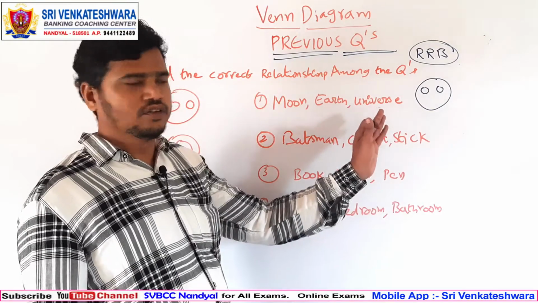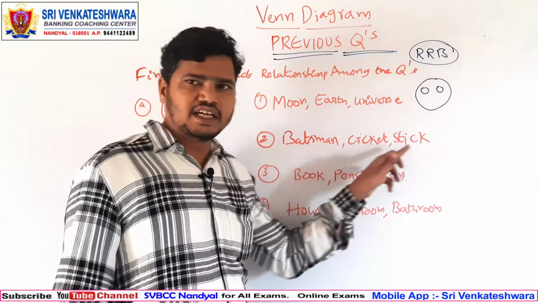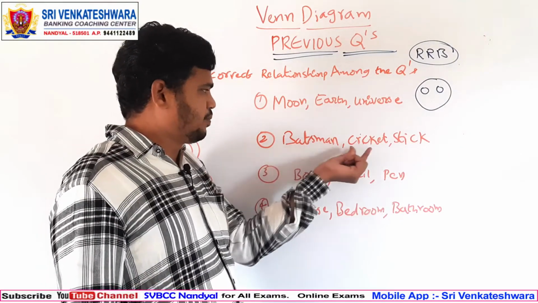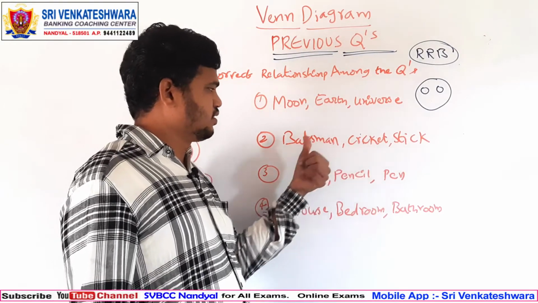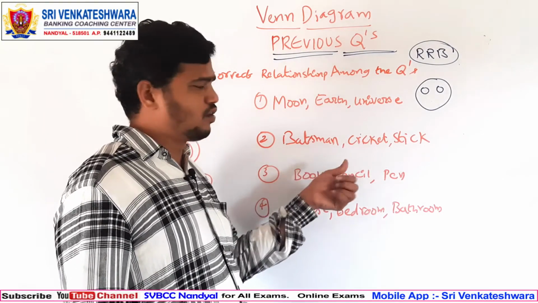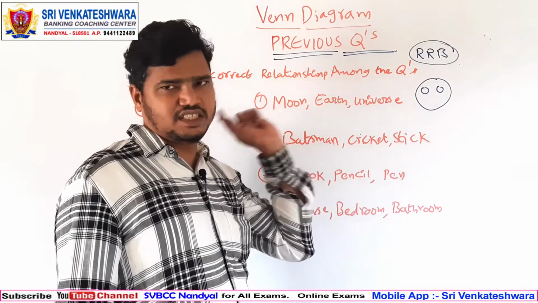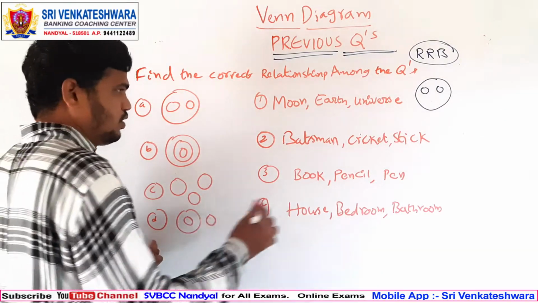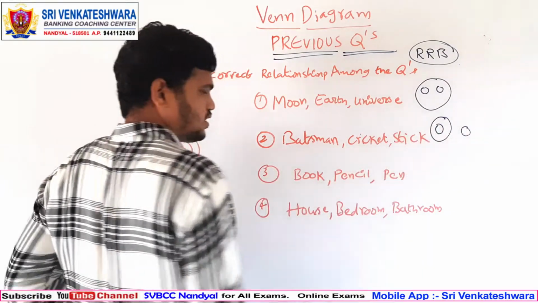Okay, in the universe we can have moon and earth. Now batsman, cricket, stick. See, batsman, this is the play, cricket. The player, batsman and bowler we can have. So in the category of the cricket we can have the batsman. Stick is different. See, we can see the different option. So cricket is this one, batsman is different, stick is different.